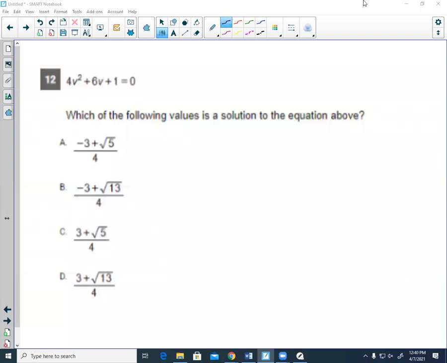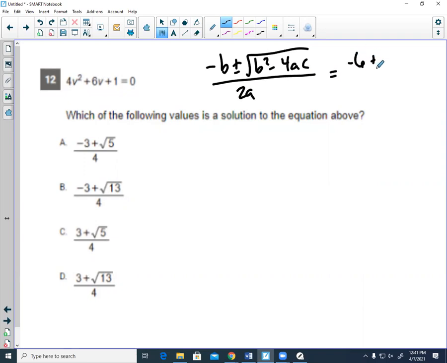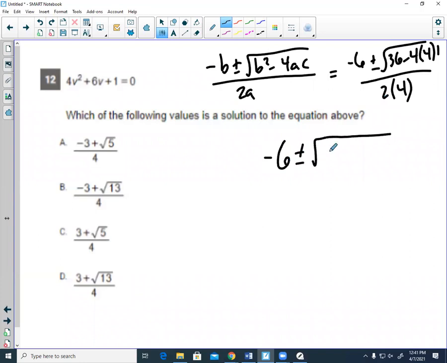So again, since the quadratic formula is not there for you, make sure that you know it. Quadratic formula is the opposite of B plus or minus the square root of B squared minus 4AC all over 2A. Now, when I plug that in, I'm going to get the opposite of B, which is going to be -6 plus or minus the square root of B squared, which is going to be 36 minus 4 times 4 times 1 all over 2 times A, which is going to be 2 times 4. So this will simplify down to -6 plus or minus the square root of 36 minus 16 is 20.